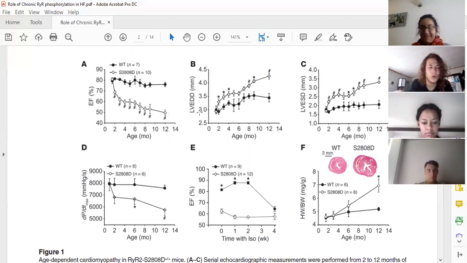Okay, Matt, I want you to guess this because I know you can. LVEDD. What's LV? Left ventricular. Okay. ED.